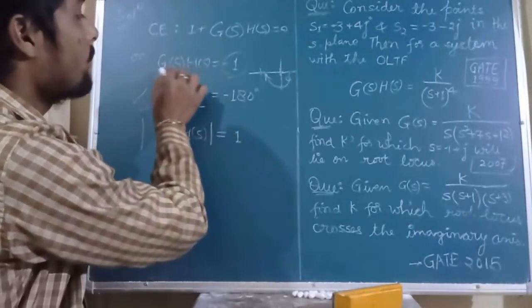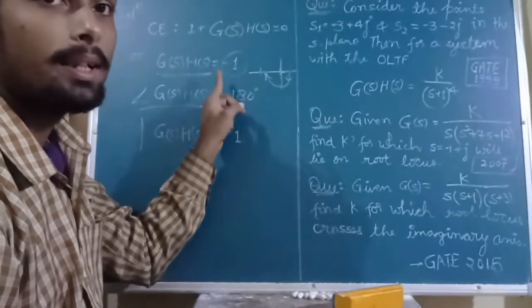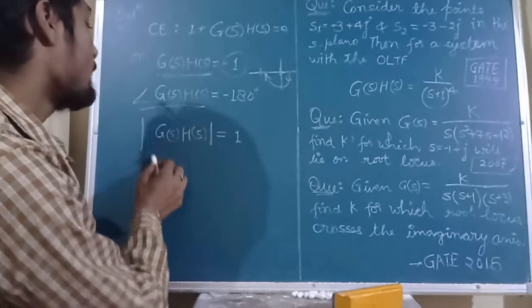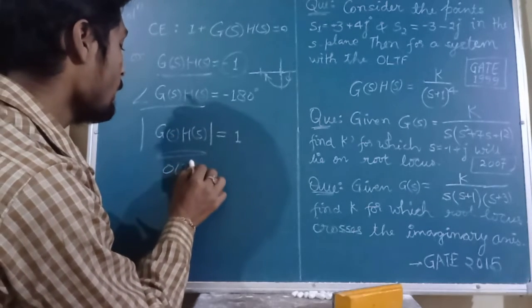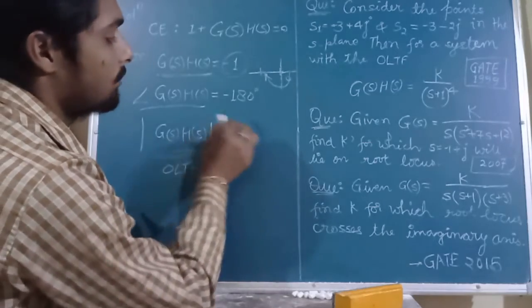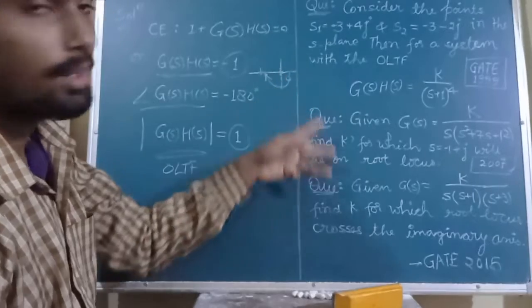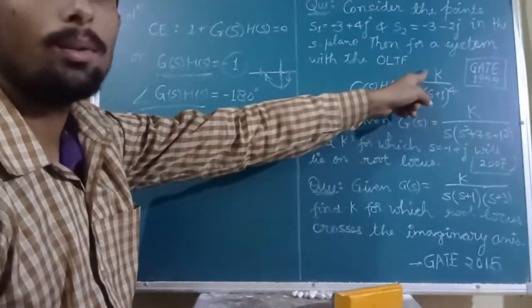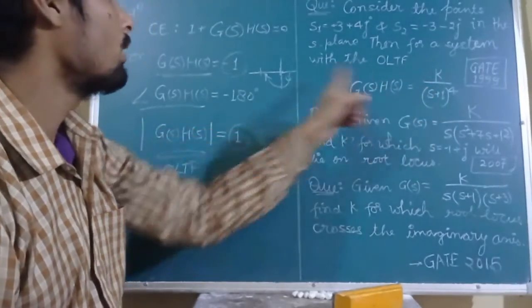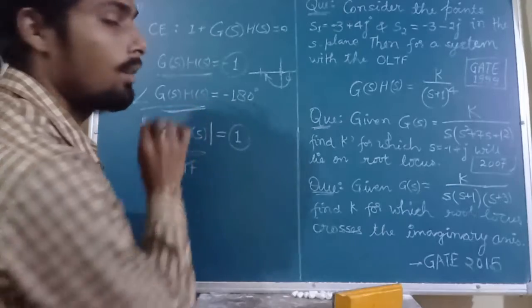Now calculate the magnitude. Magnitude of this left LHS must be equal to magnitude of RHS. That is, magnitude of open loop transfer function must be equal to 1, right? Based on these 2 concepts, we are going to solve all these 3 questions. In the first question, since we do not know the value of k, hence we will use the concept of angle. It's a phase. All right.